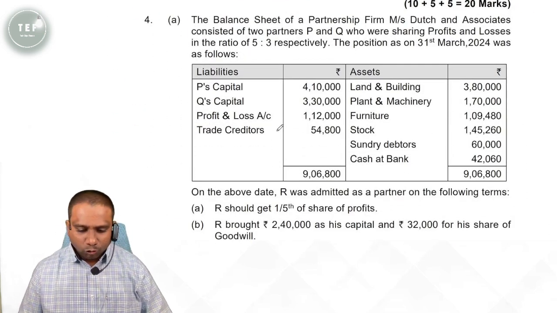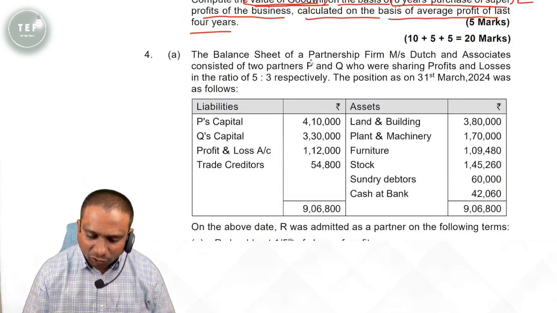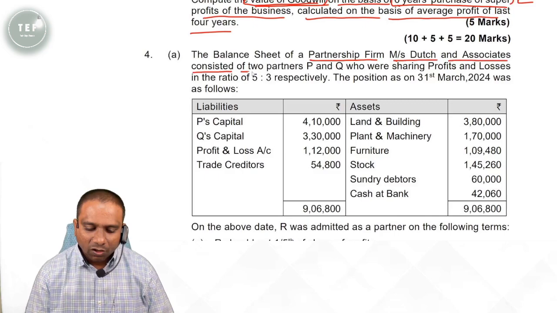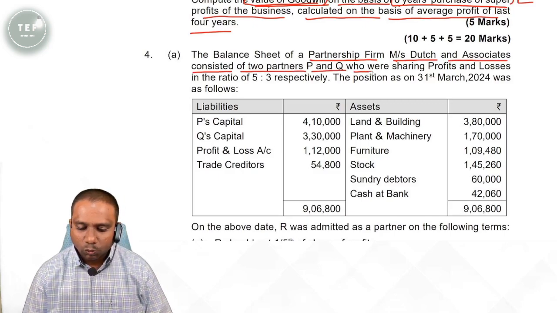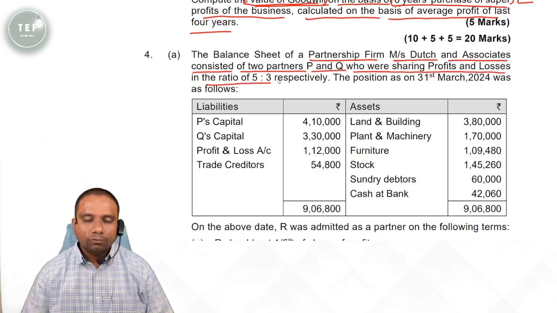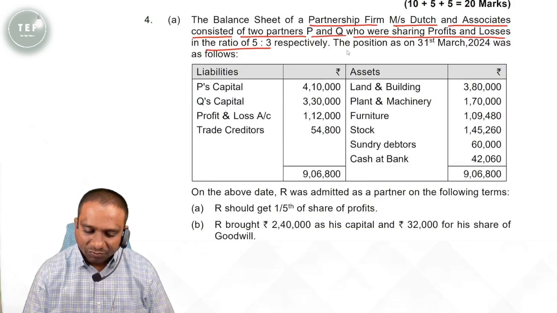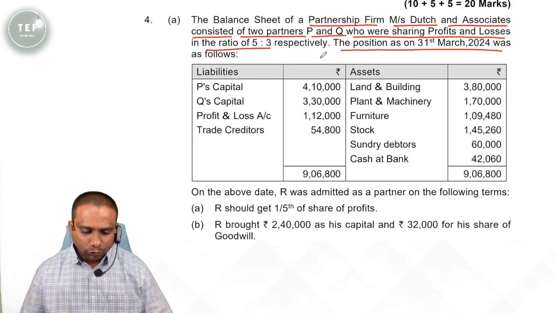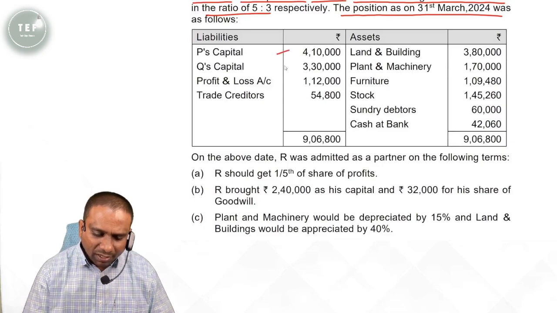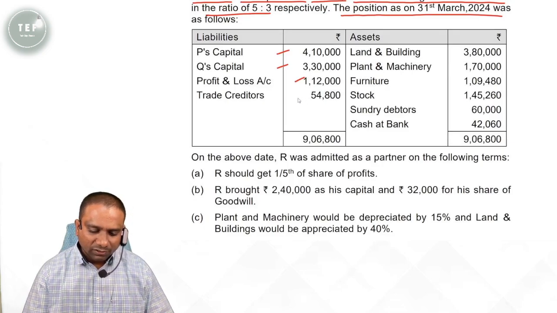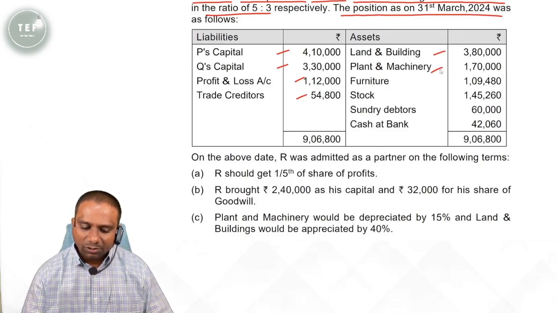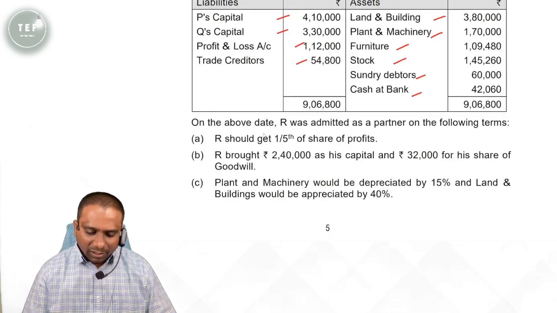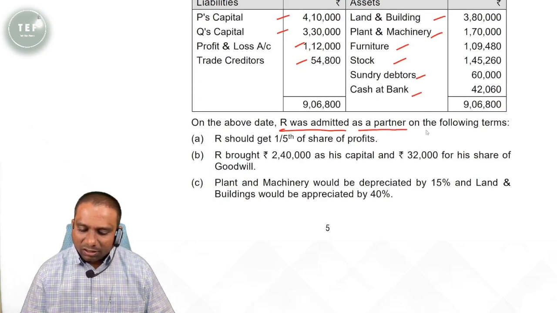Look at question number 4, students. The balance sheet of partnership firm Mrs. Dutch and Associates consisted of two partners P and Q who were sharing profits and losses in the ratio of 5:3. The position as on 31st March 2024 was as follows: P capital, Q capital, P and L account balance, trade creditors, land and building, plant and machinery, furniture, stock, debtors, bank. On the above date, R was admitted as a partner on the following terms.